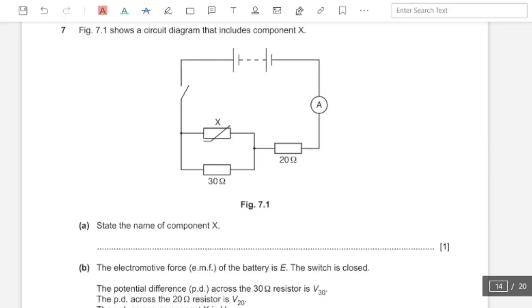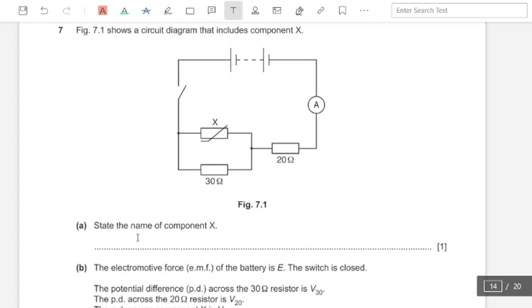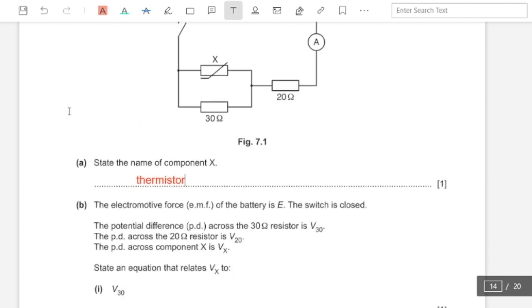Question number 7. Figure 7.1 shows a circuit diagram that includes component X. A, state the name of component X. So this is a thermistor, and it's a component whose resistance increases once temperature decreases, so its resistance is inversely proportional to temperature.